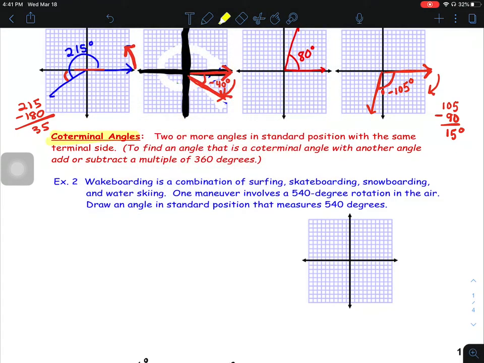And what coterminal angles are, those are basically two or more angles that when you graph them in standard position, they actually end up landing in the exact same spot. And so in essence, you're either just going full circle, 360 degrees, either adding it or subtracting it, and you're in the exact same position. Okay, I'll give you an example.